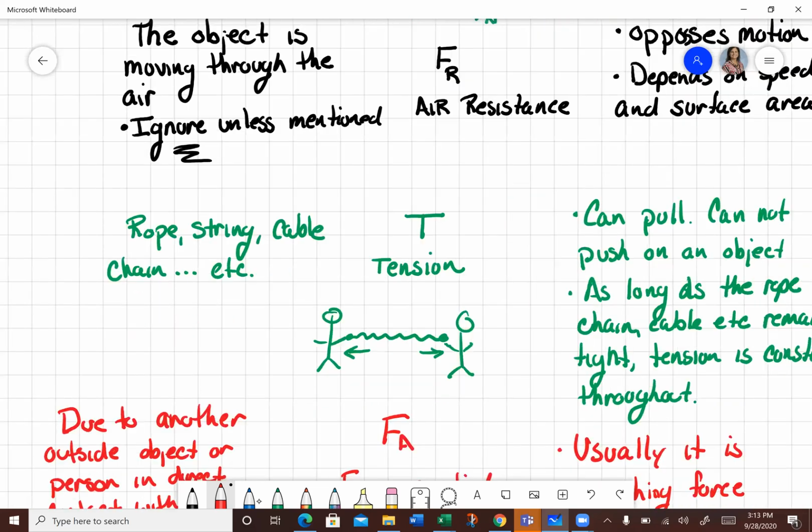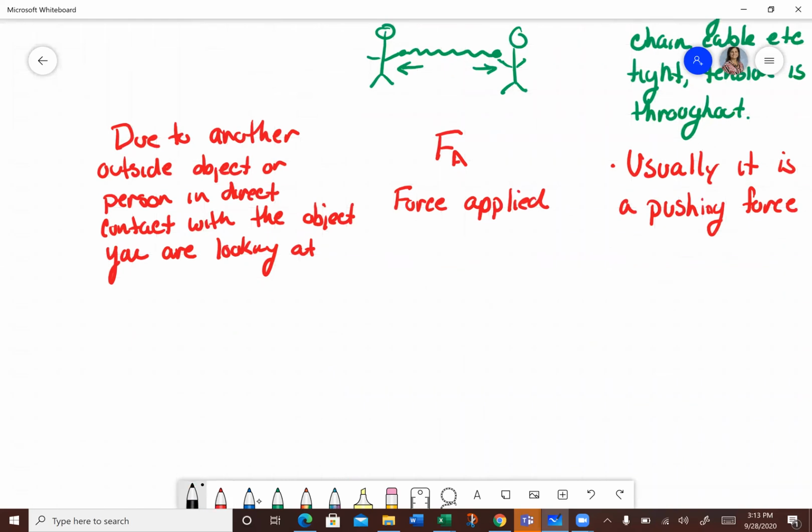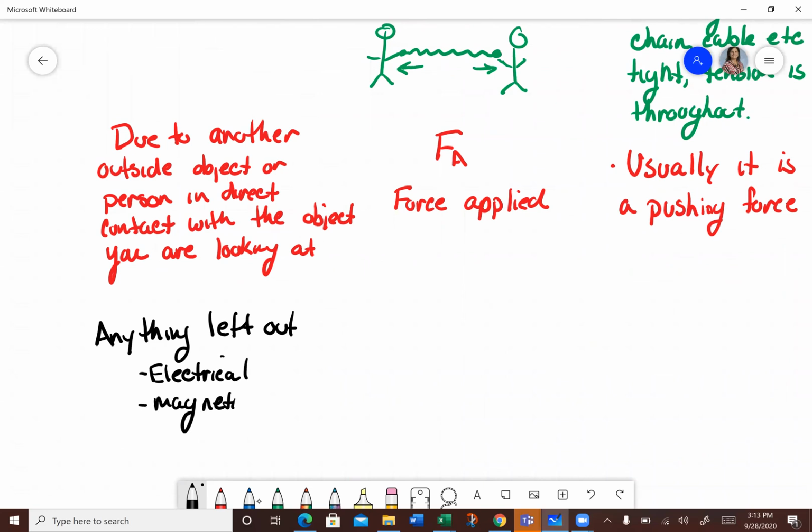And I sum it up by saying any other special forces, right? So your last force is the system would be anything left out. It could be electrical, magnetic, could be a thrust force, could be a buoyant force. Okay, and I just call that your special force. So we're just going to label it an F.